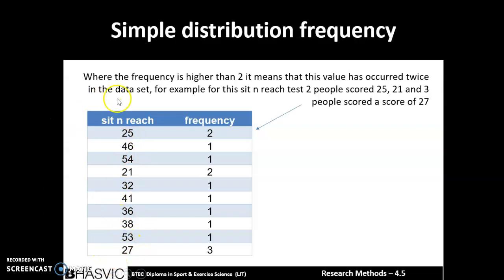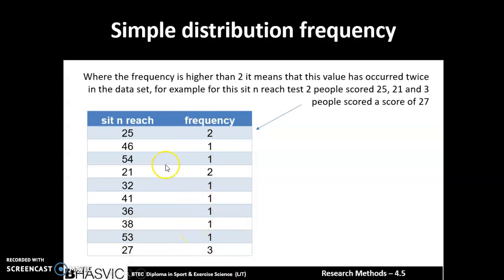And this number is not how many participants there are. This is the amount of scores that were taken. And then 2 and 1 and 3 are obviously the frequency. That's why it's in the frequency column.